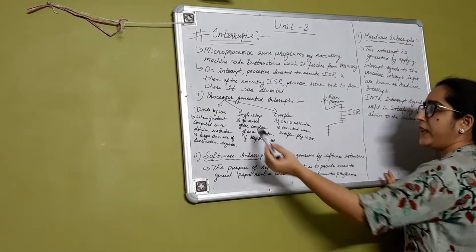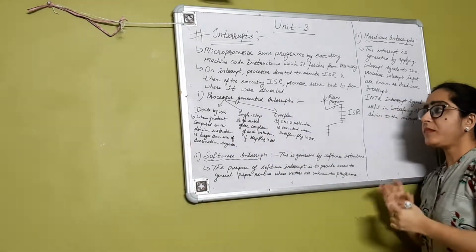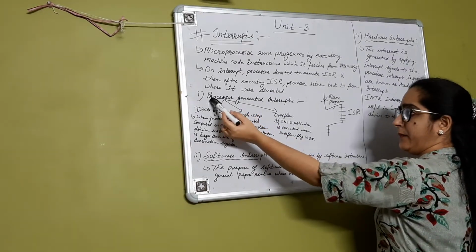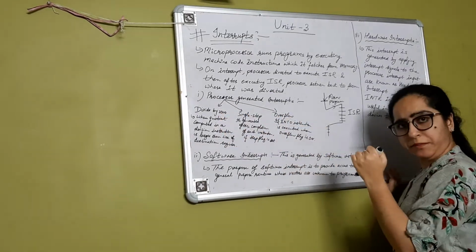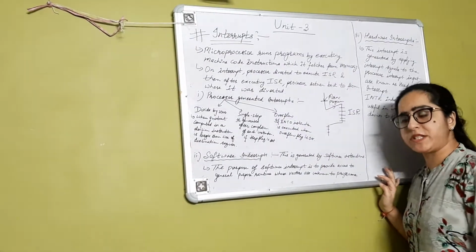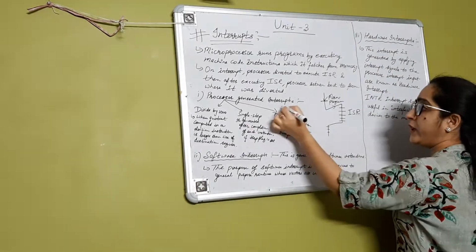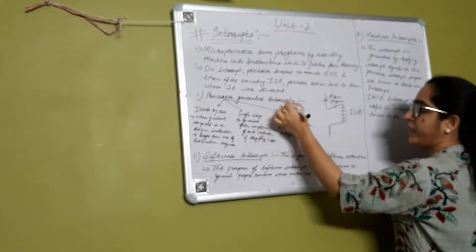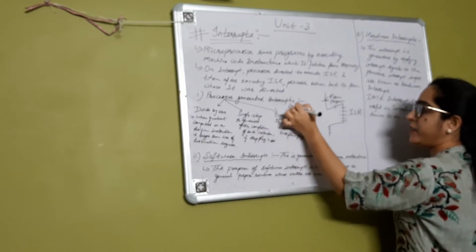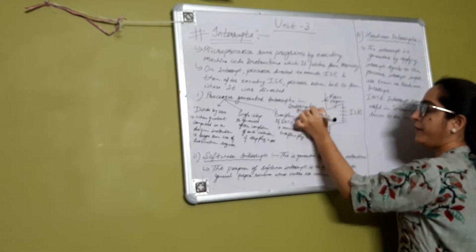Now, there are three types of interrupts generally. What are the three types of interrupt? Self-generated interrupt, that is processor-generated interrupt. Processor-generated interrupts are also known as self-generated interrupts, or internal interrupts.